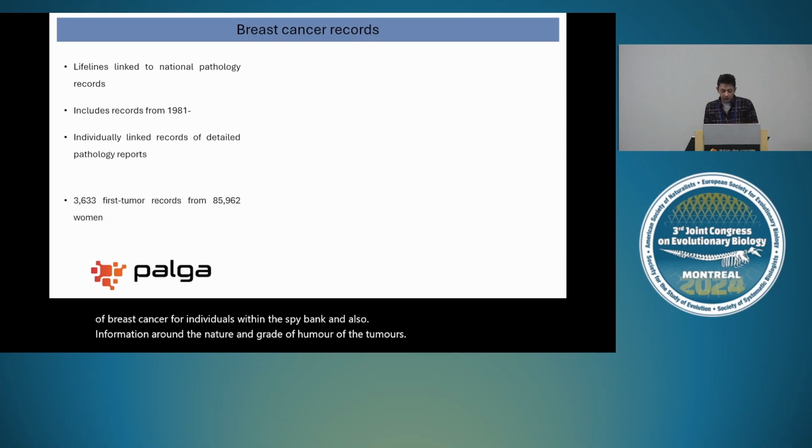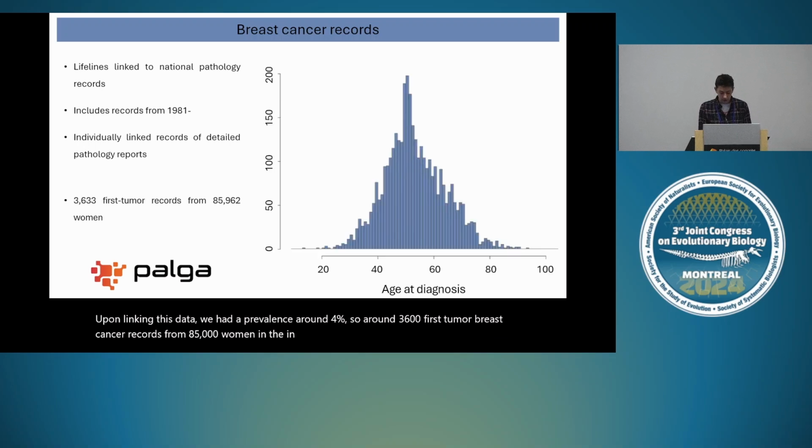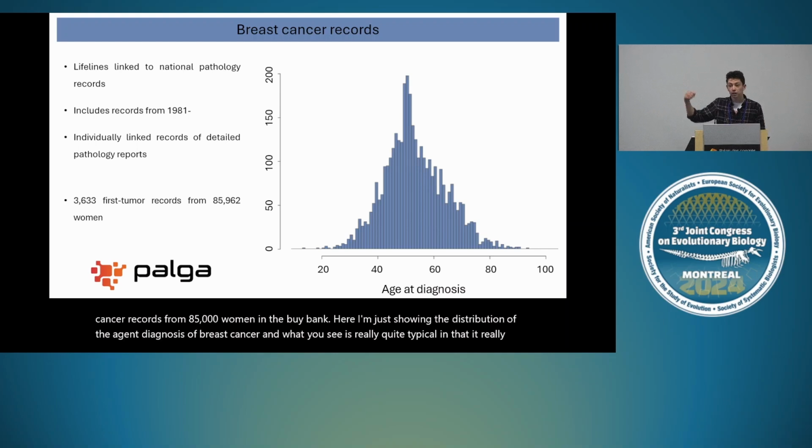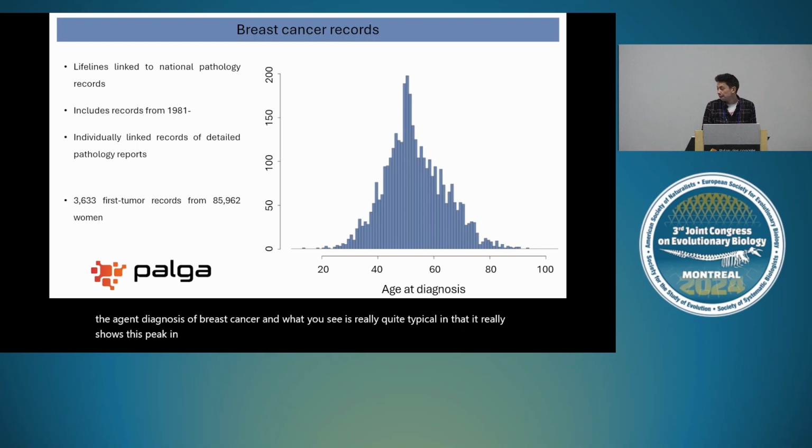Upon linking this data, we had a prevalence of around 4%, so around 3,600 first tumour breast cancer records from 85,000 women in the biobank. Here I'm just showing the distribution of the age at diagnosis of breast cancer, and what you see is really quite typical in that it shows this peak in midlife.